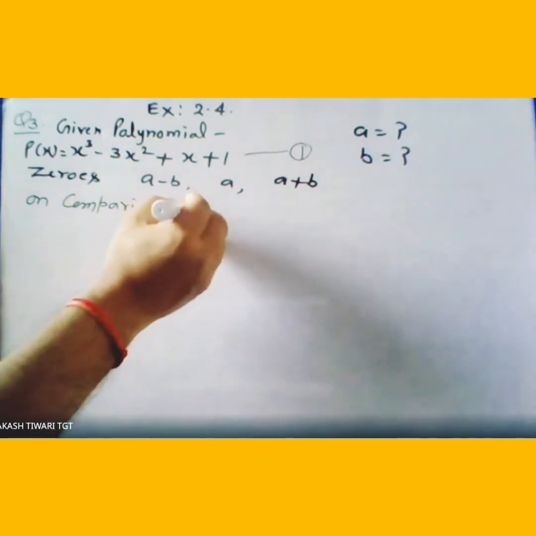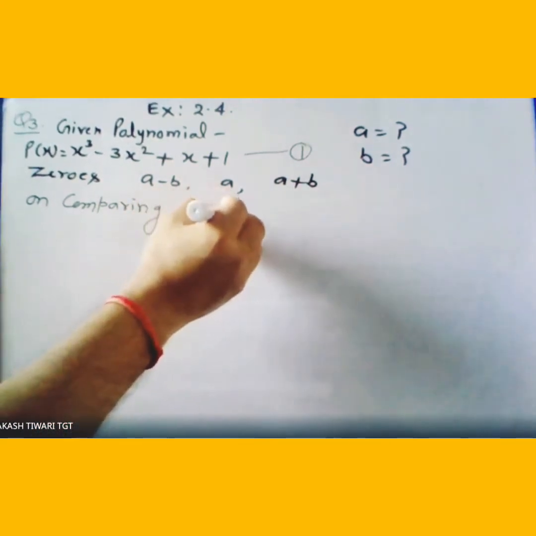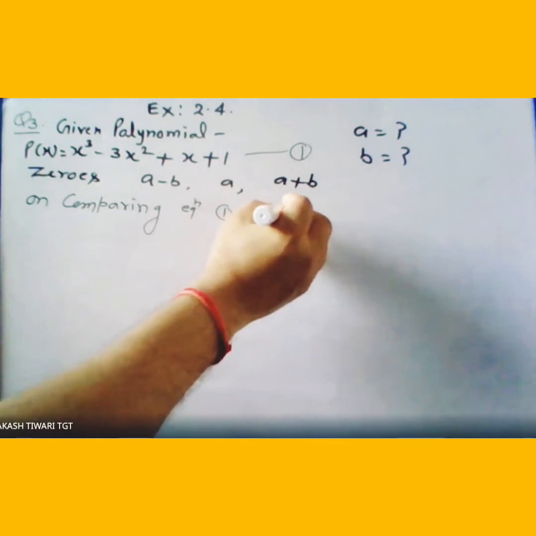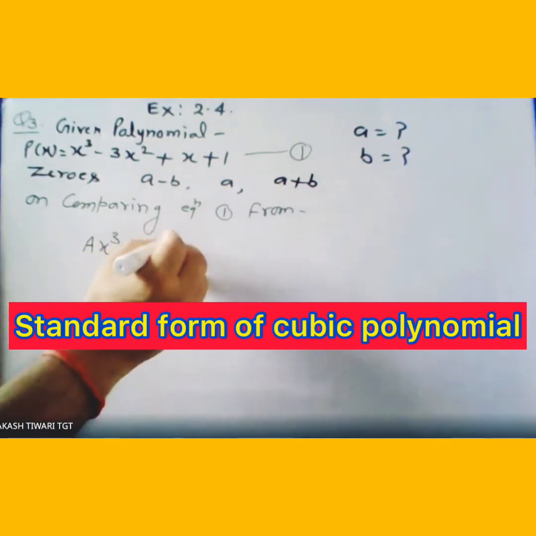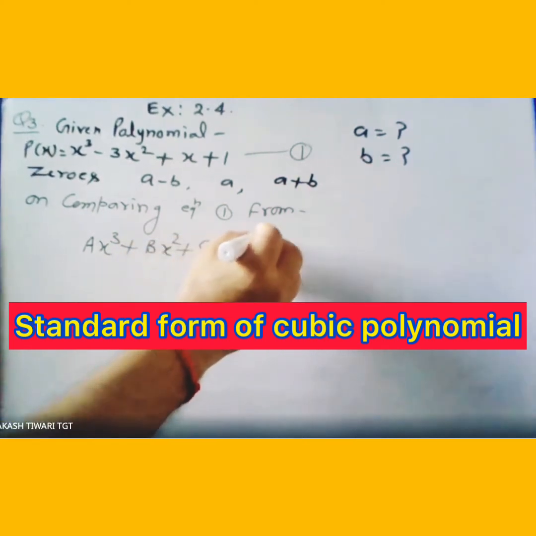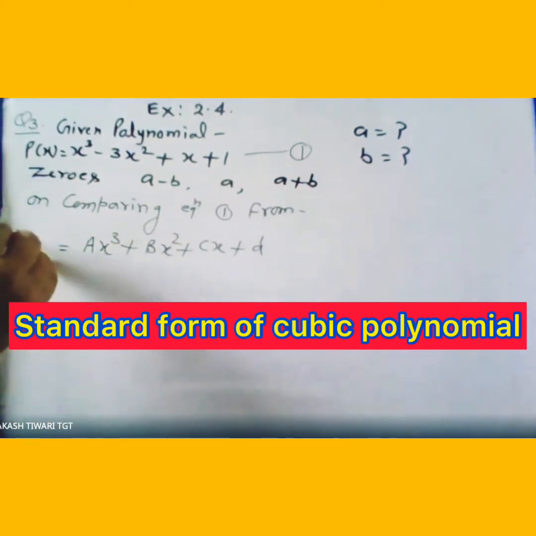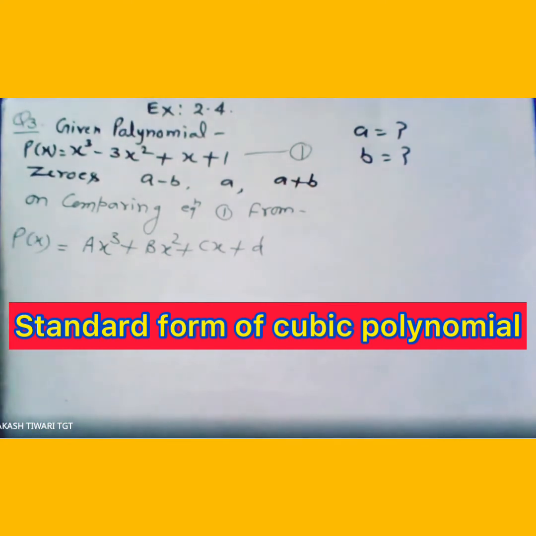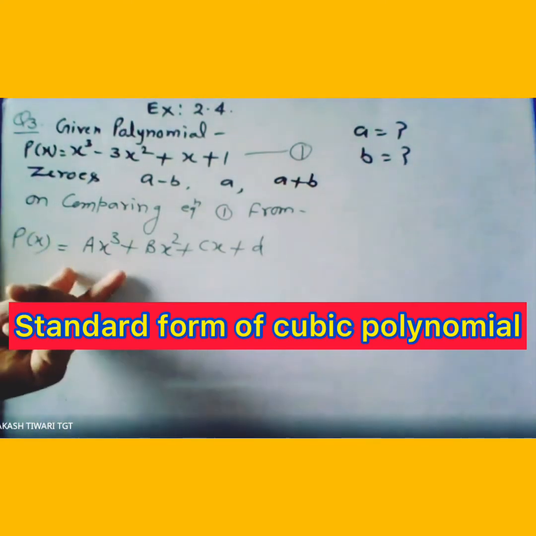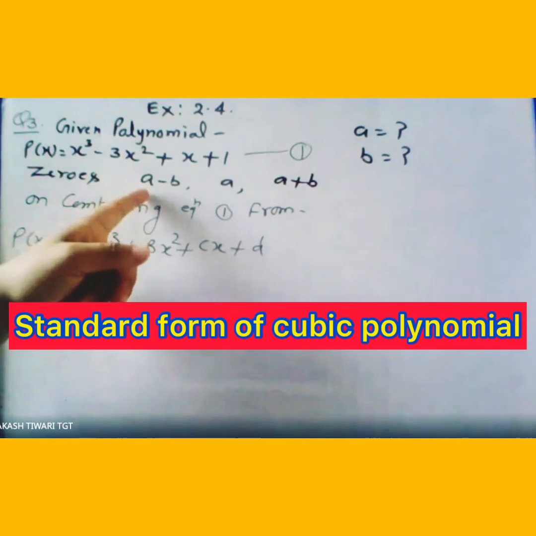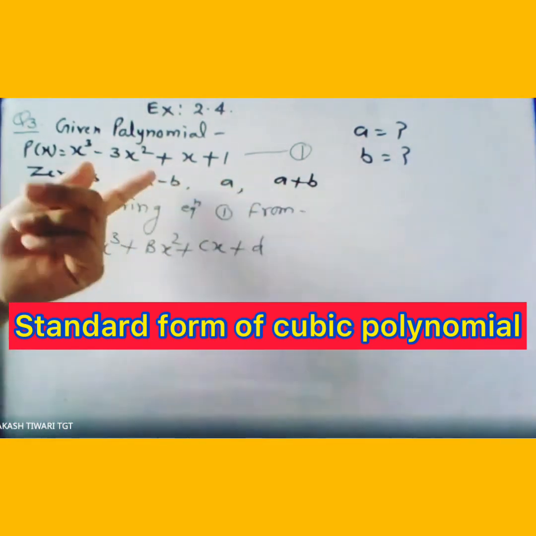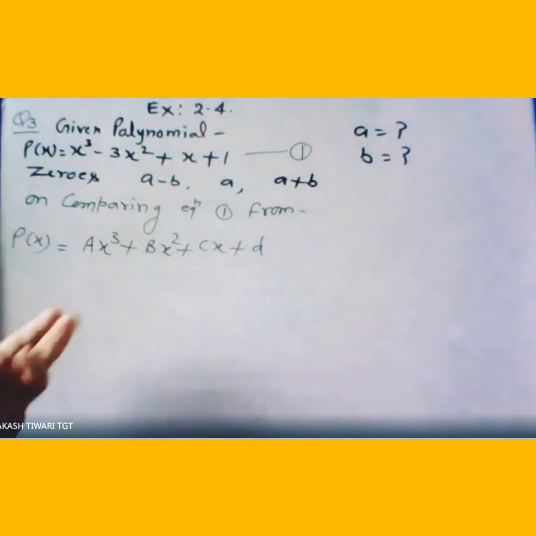On comparing equation 1 from ax cube plus bx square plus cx plus d, and this is the px. This is the standard form of the cubic polynomial. And why we write this into capital form? Because small a small b is just given into the question. ये क्वेश्चन में दिए हुए हैं इसीलिए अब हम इसे कैपिटल फॉर्म में लिखेंगे.